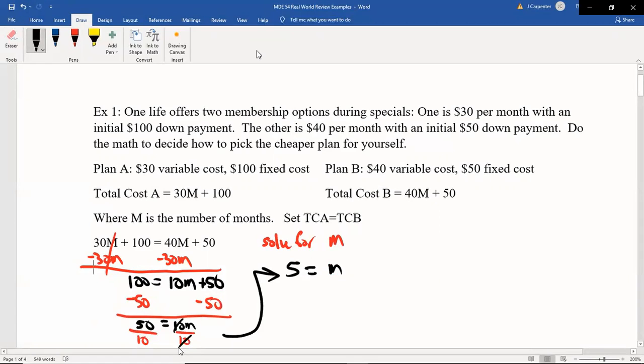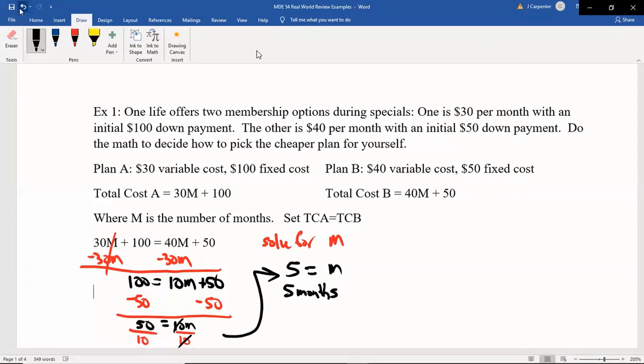Well, what is M? M is months. So that would be 5 months is where they should be the same. I don't know why I keep putting a period there. So 5 months is the equilibrium point. But the question was not to find the equilibrium point, but to find when the cost of plan A is the same as plan B. It says to decide how to pick the cheaper plan for yourself.